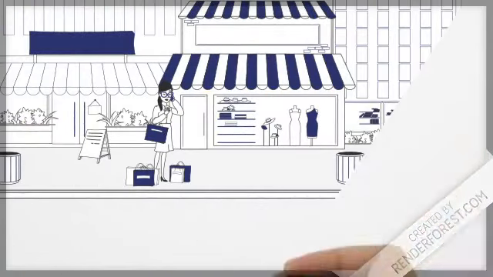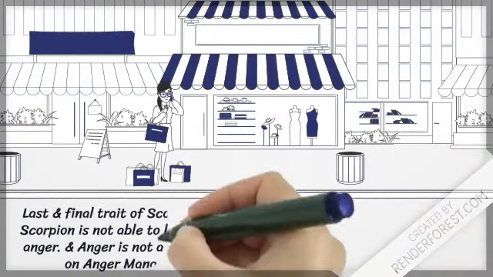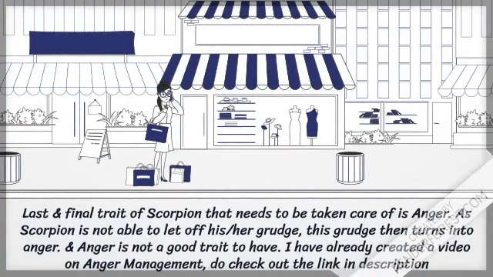The last and final trait of scorpion that needs to be taken care of is anger. As a scorpion is not able to let go of her grudge, this grudge turns into anger. And anger any day is not a good trait to have. I have already created a video on anger management. Do check out the link in the description.